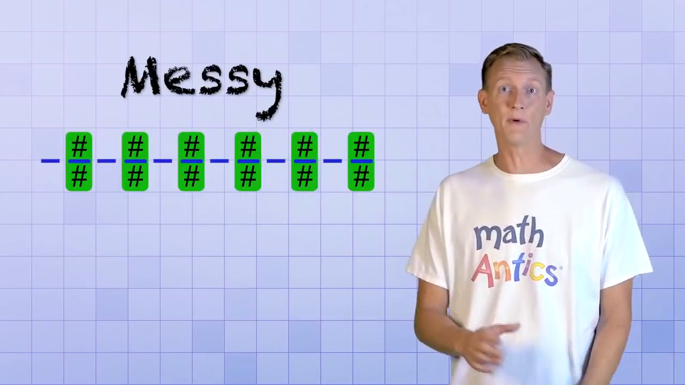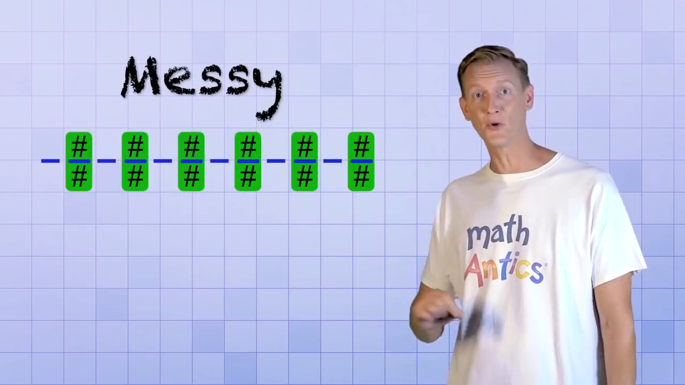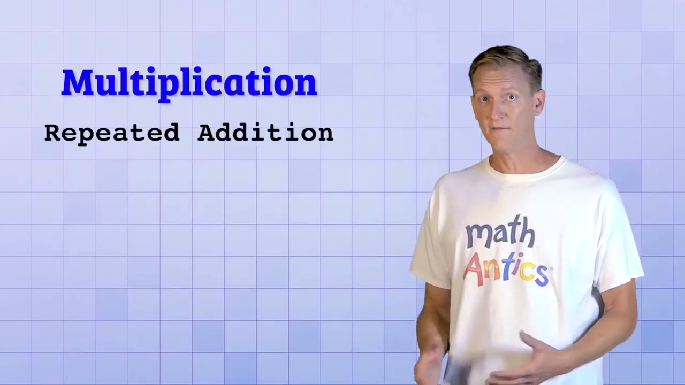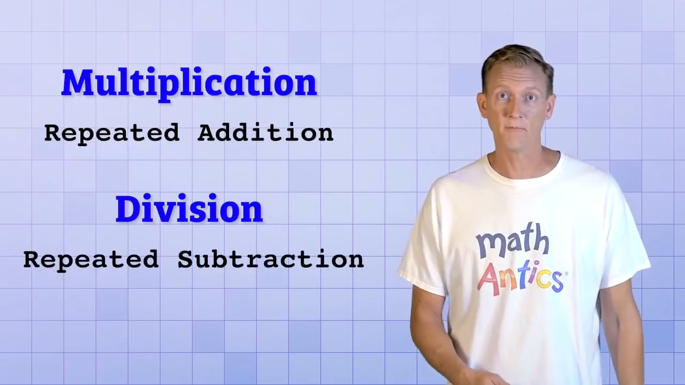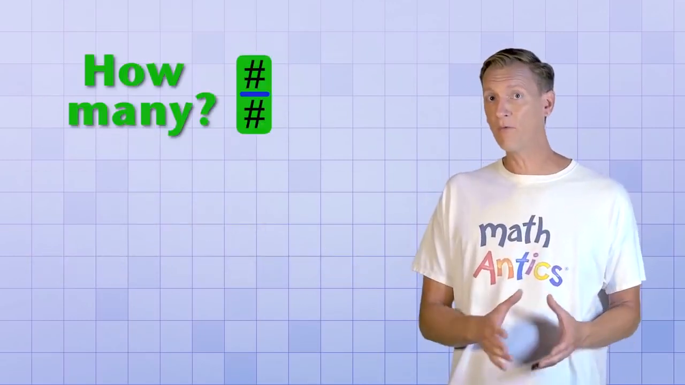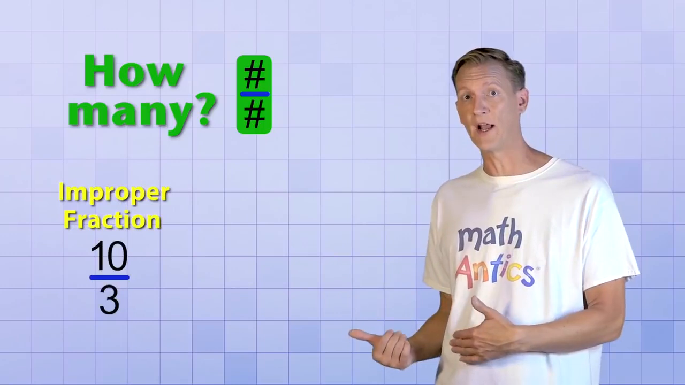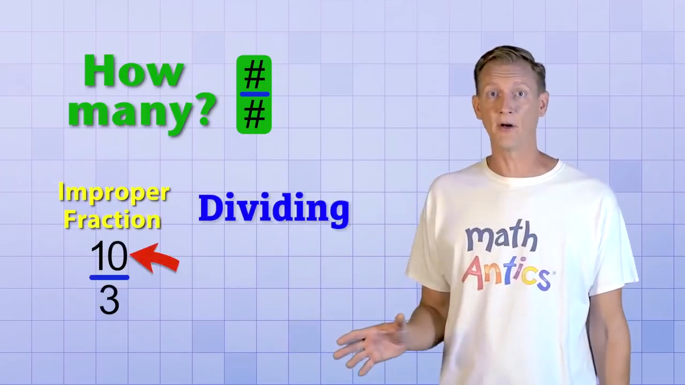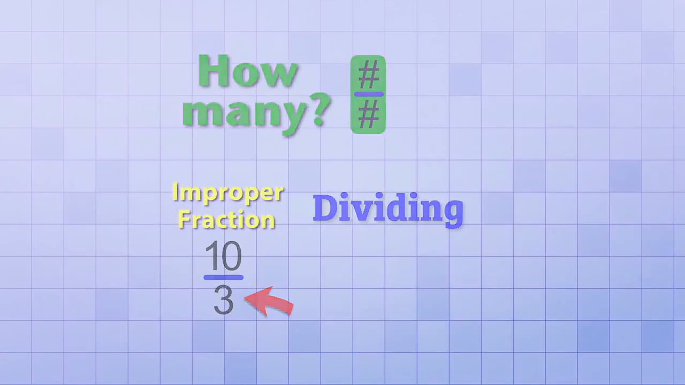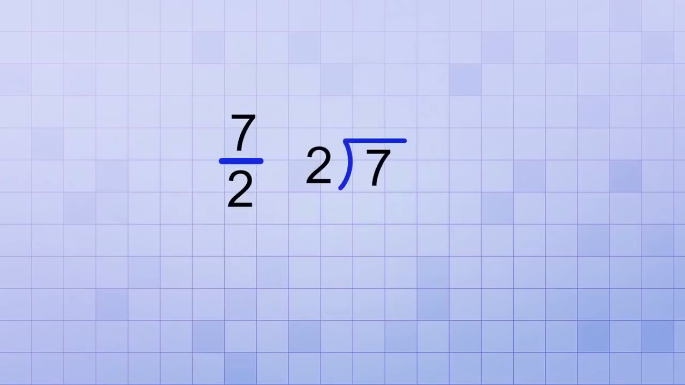That process makes sense, but it's kind of messy having to subtract out so many whole fractions. It turns out there's a shortcut we can take here too. Just like multiplication is repeated addition, division is basically repeated subtraction. That means we can figure out how many whole fractions we can subtract out of an improper fraction by just dividing the top number by the bottom number. Let's do that with our example 7/2. If we divide 7 by 2, we find out that 2 will divide into 7 3 times, leaving a remainder of 1. That remainder is actually important, as we'll see in a minute.